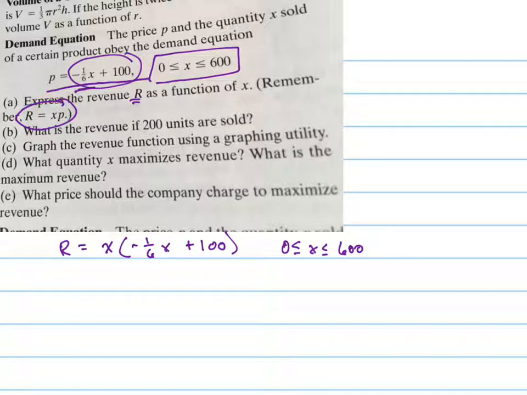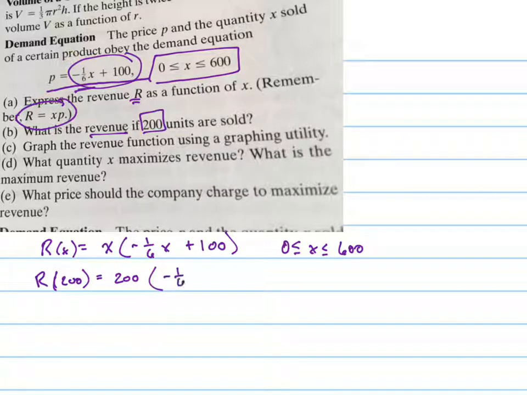What is the revenue if 200 units are sold? We'll just plug 200 in for this. Actually, I should rewrite this as R of X. It'll just be a little bit nicer. R of X, so R in terms of X, the revenue in terms of X, where X is the number of units sold. So 200 units, that means what's R of 200? So plug 200 in for X everywhere you see X.